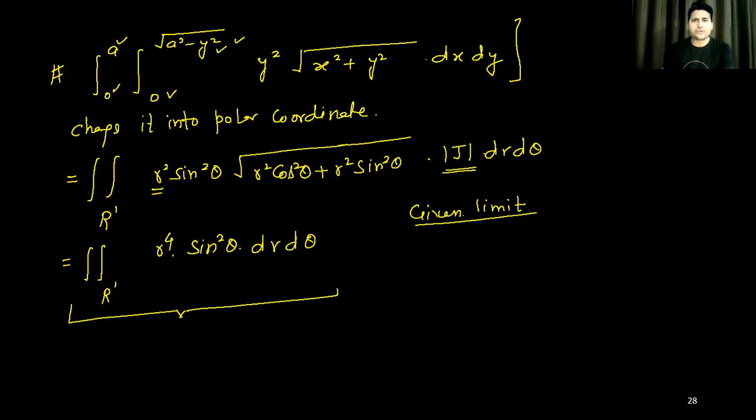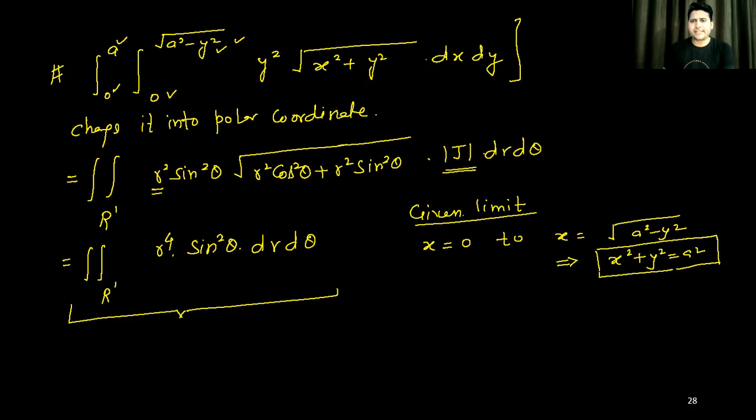This is the limit in terms of y. So this is the limit of x, that is x equals 0 to x equals root of a squared minus y squared. That gives x squared plus y squared equals a squared, since I just squared both sides, and this is the equation of a circle. Now the limit of y is y equals 0 to y equals a.